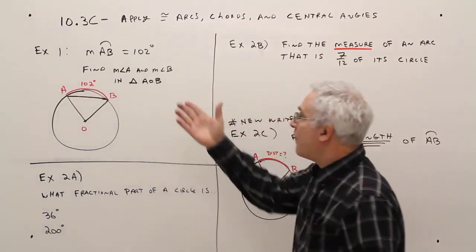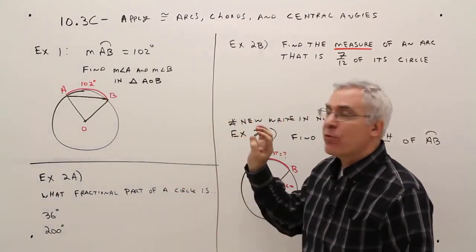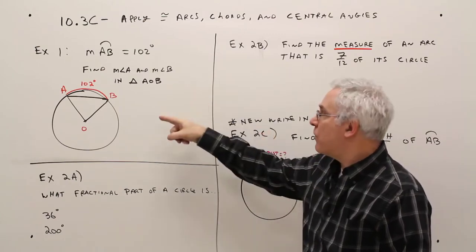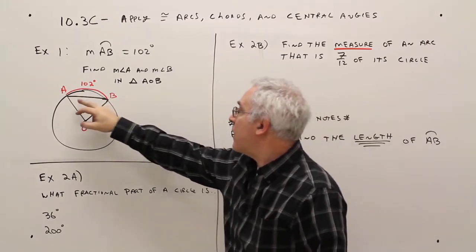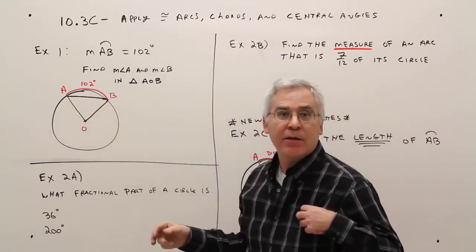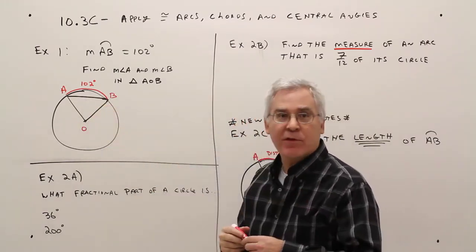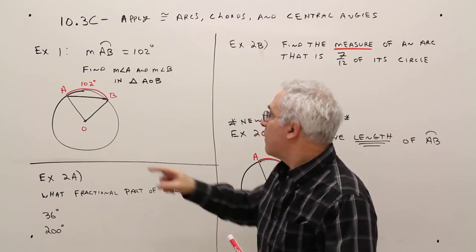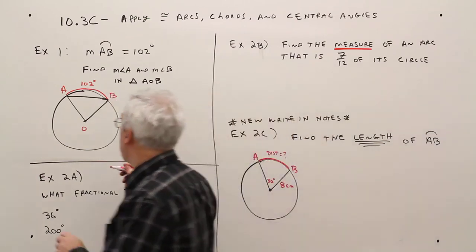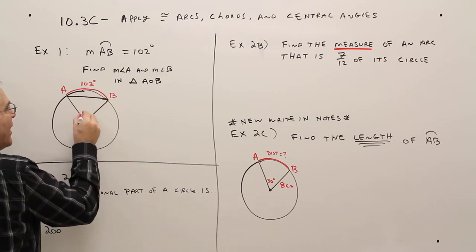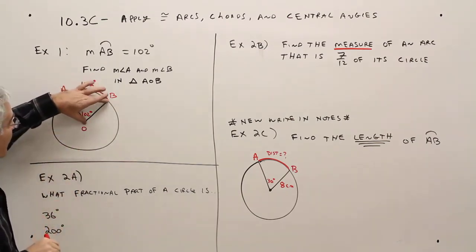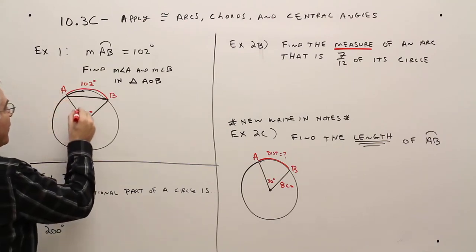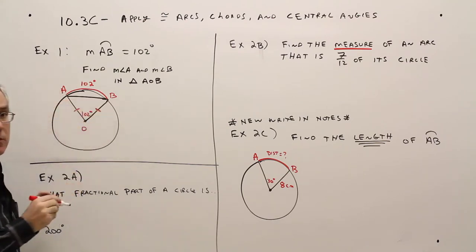Alright, so we've got example 1 here. The measure of arc AB is 102 degrees. We want to find the measure of angle A and the measure of angle B in triangle AOB, and O is the center point. Since this arc is 102 degrees, that means the central angle is 102 degrees. I also know that this is a radius and this is a radius, so those two things are congruent.